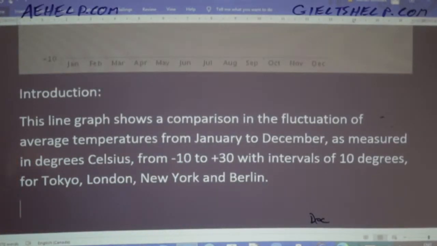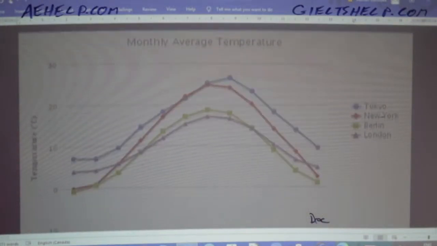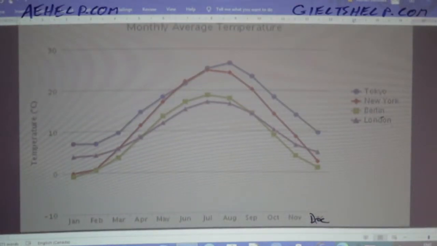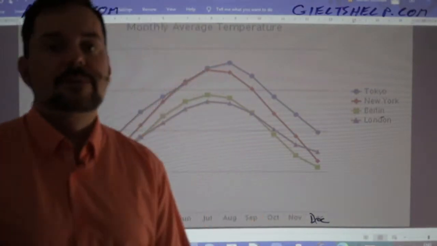All right, now comes the overview, which oddly in the IELTS has to be a separate paragraph. And the overview is the main feature. It's kind of what you see. Okay, so what is the most observable feature? All right, and here we have a very, very obvious most observable feature, and I want to give you a chance to describe it first.